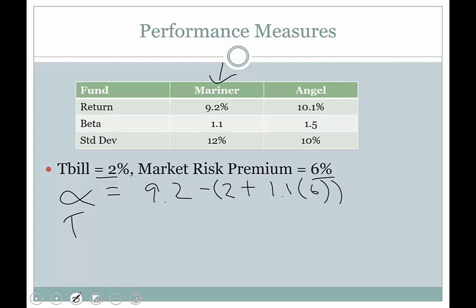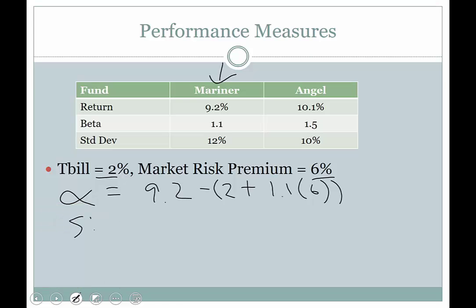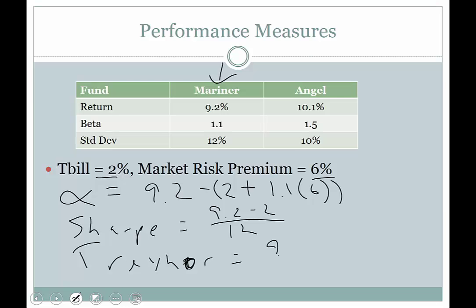The Treynor ratio, let me do the Sharpe ratio first. Sharpe ratio is, just to keep them in order, the Sharpe ratio is equal to 9.2 minus 2 divided by standard deviation, 12, and the Treynor ratio is 9.2 minus 2 divided by 1.1. So that gives you a measure of systematic risk, relative systematic risk. This gives you a measure of relative total risk.